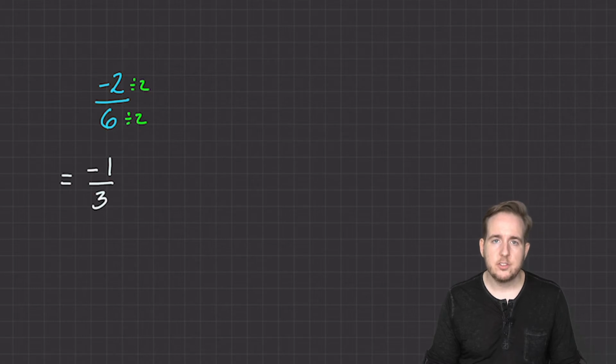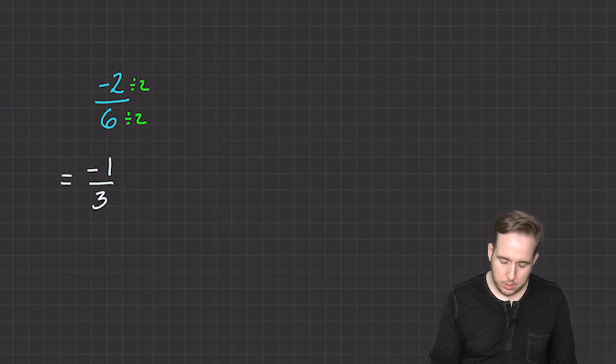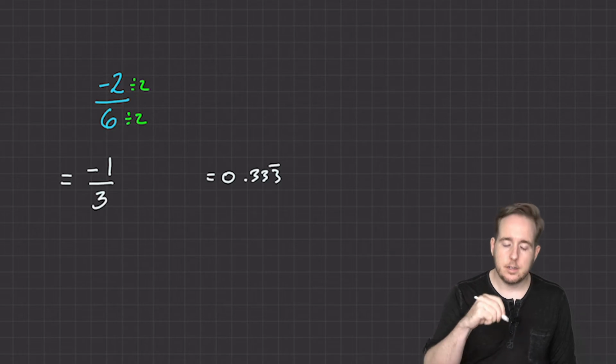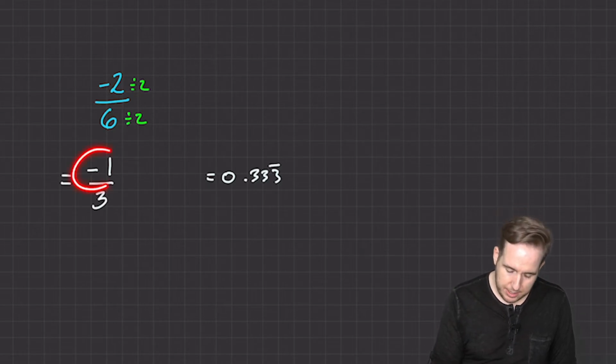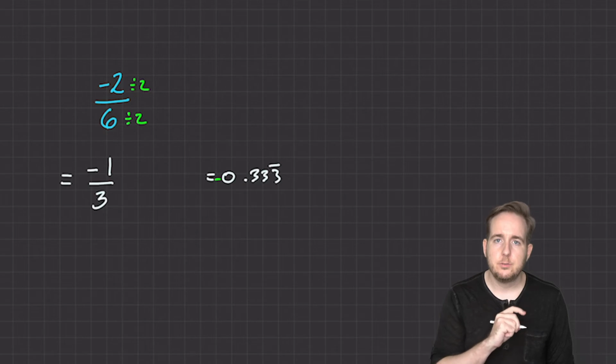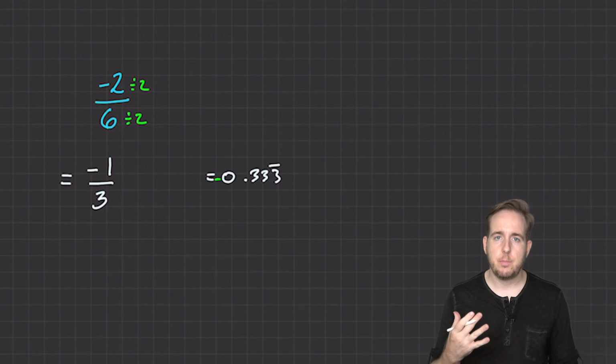Now remember the very beginning of this series, we said that as far as we're concerned now in high school, fractions and division are the same thing. Okay? So instead of being -1 divided by 3, I could do this in a calculator. So this could be 0.333 repeating, but it was a negative divided by a positive. So really this is going to be -0.33.